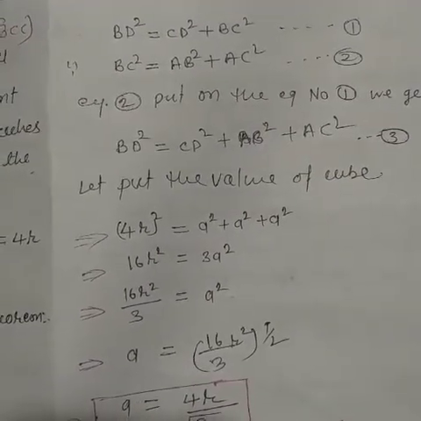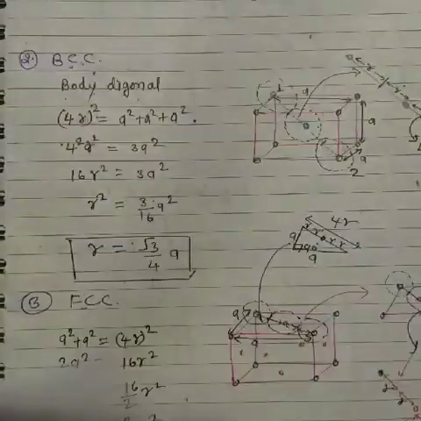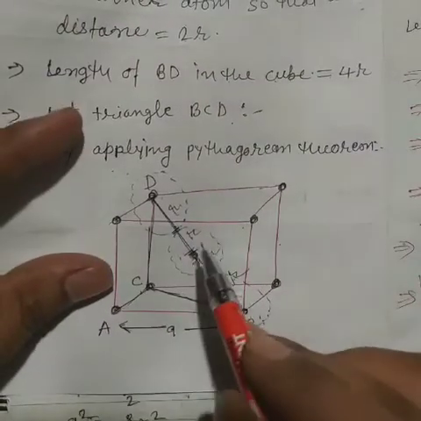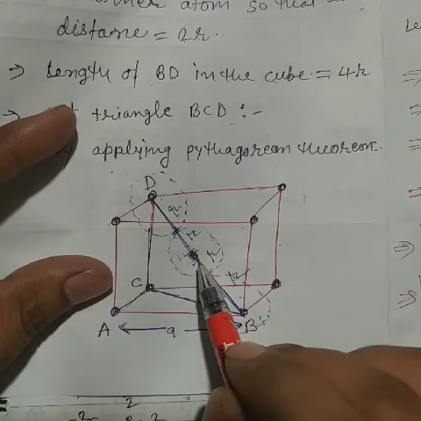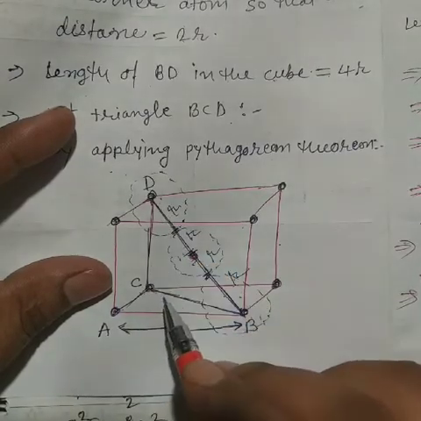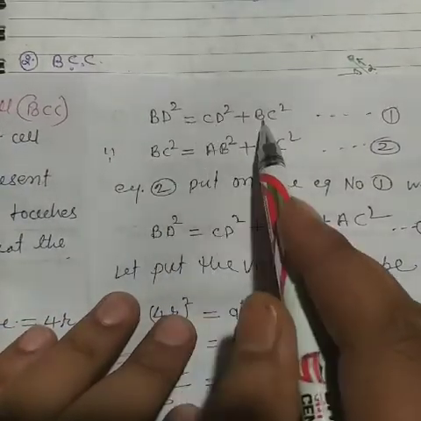Now what is the rule of the Pythagorean theorem? The Pythagorean theorem is that the square of the hypotenuse of a right triangle is equal to the sum of the squares of the two other sides. Now look here. This is the hypotenuse. That means this hypotenuse square equals the other two sides, that means CD square plus BC square. Now here it is applied the Pythagorean theorem. BD, the hypotenuse, equals the two other sides.